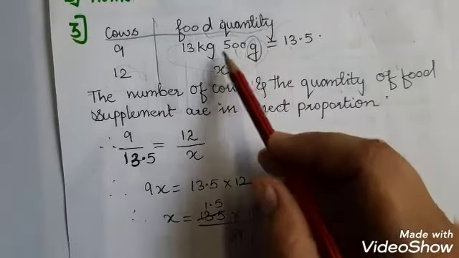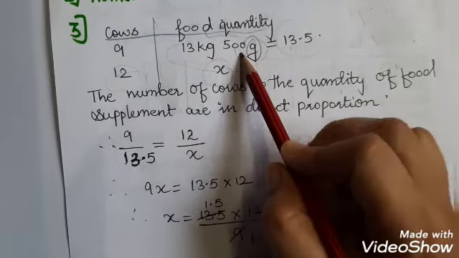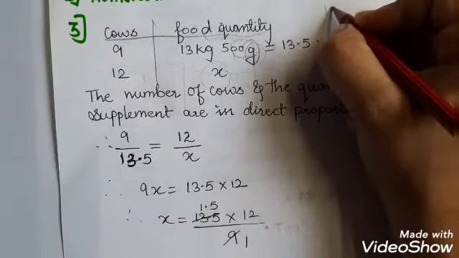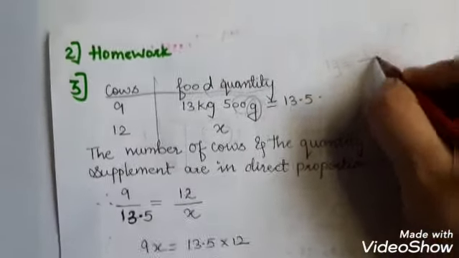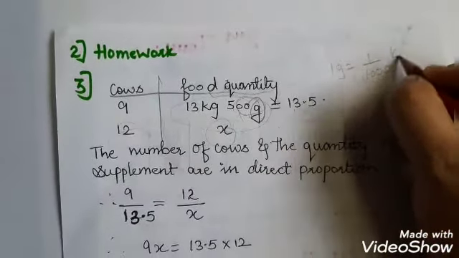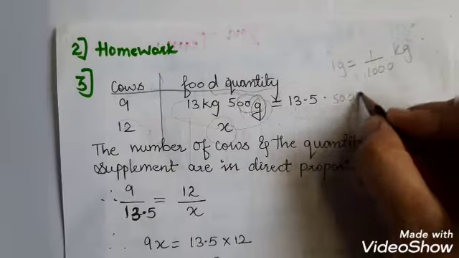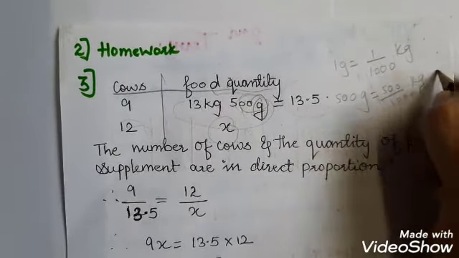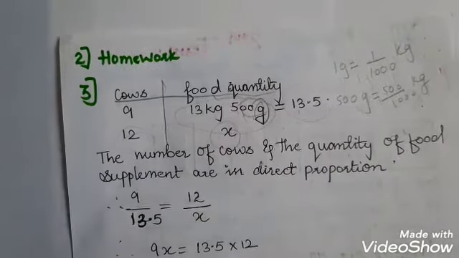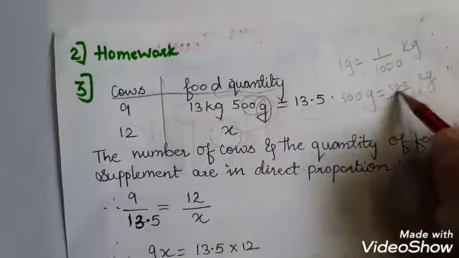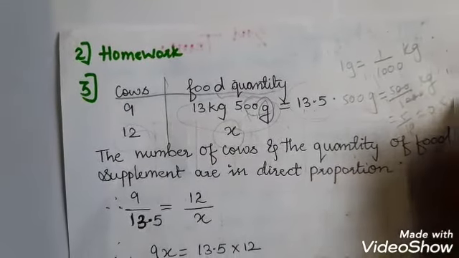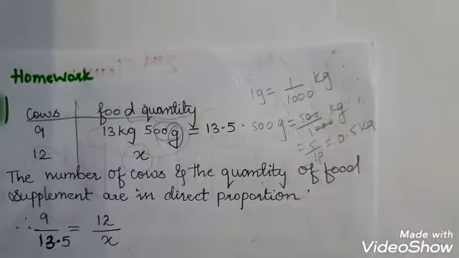Food quantity is given to us as 13 kg 500 grams. So I convert these grams into kg. Now we know 1 gram is equal to 1 upon 1000 kg, right? So that means 500 grams is equal to 500 upon 1000 kg. Now I cancel the zeros. So that is 5 upon 10, which is equal to 0.5 kg, right?